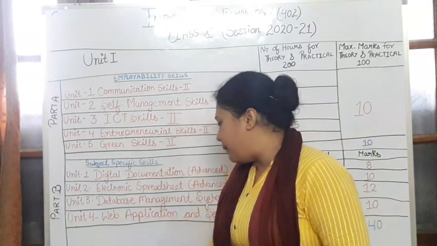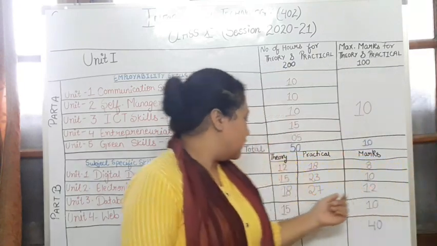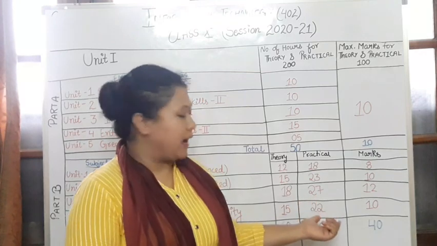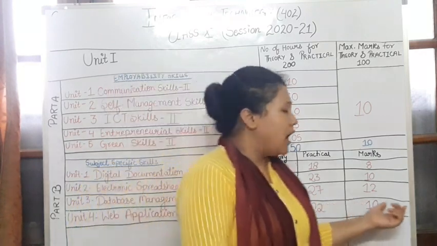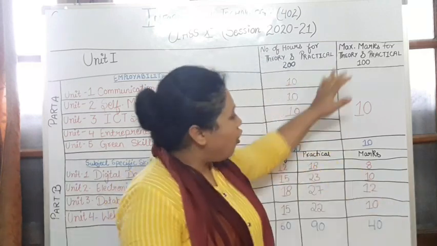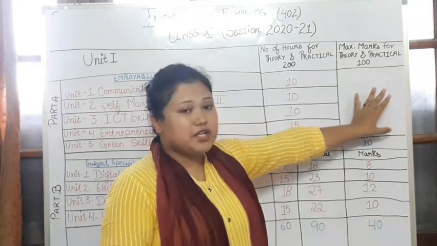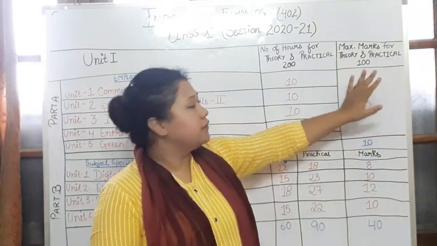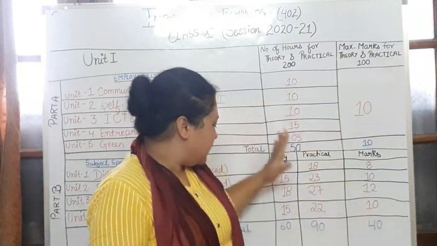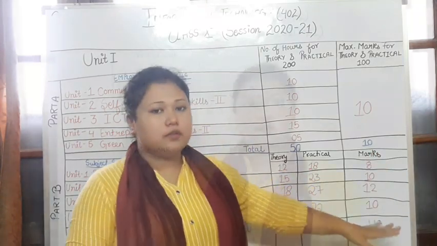Unit 4, web application and security. This unit consists of a total of 15 hours for theory and 22 hours for practical. And 10 marks of questions will arise from this unit. So overall, from part A you will get questions of 10 marks, and from part B you will get questions totalling 40 marks.